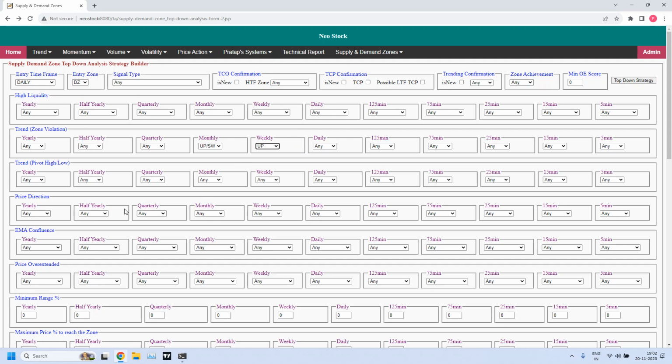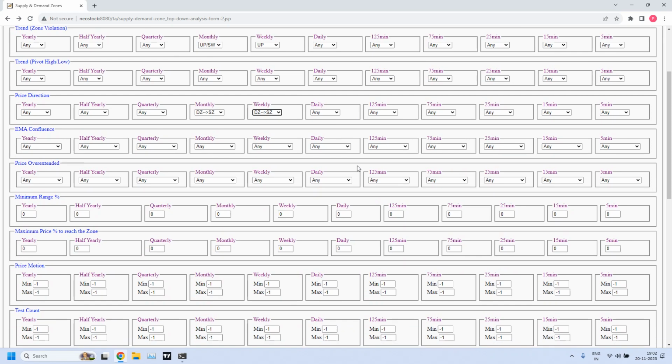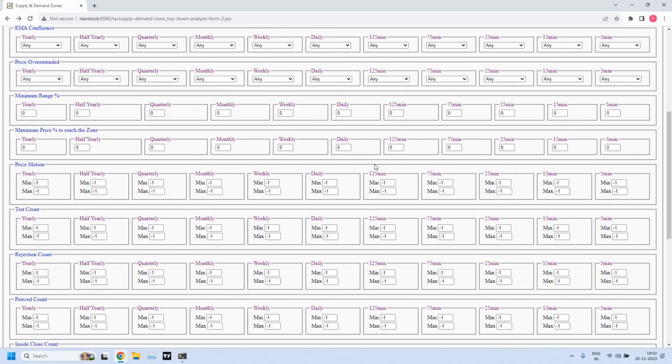And what about the price direction? For monthly price direction, because it is bullish, it should travel from demand zone to supply zone, or demand zone to all-time high. So first we will generate demand zone to supply zone related reports. And weekly also demand zone to supply zone. And we don't want pierced zones. So for the daily time frame, because it is a daily zone, you have to set the pierced count to 0, 0.